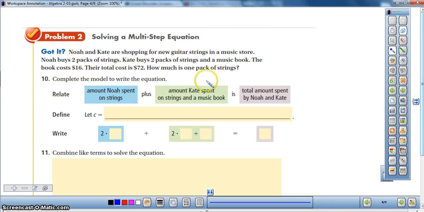If we solve a question where you have a story problem, one of the things you always have to do is define your variable. So the story says Noah and Kate are shopping for new guitar strings in a music store. Noah buys 2 packs of strings. Kate buys 2 packs of strings and a music book. The cost of the book is 16. Their total cost is 72. So we actually know the number of strings that Noah wants to buy. He wants to buy 2 packs.